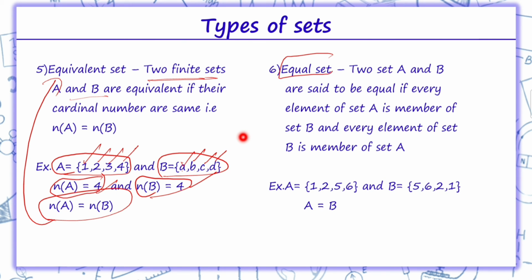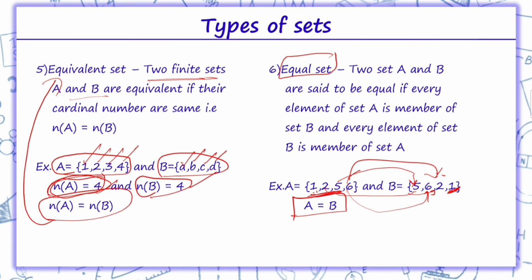Now, what is an equal set? When every element of set A is equal to each and every element of set B, that is an equal set. Over here we can see 1 is in set A and it is in set B also. Similarly, 2 is over here also, 5 is over here in B and 6 is also there in set B. So this is known as an equal set. Equivalent sets are those where the cardinal numbers are equal, not the members of the set. But in equal sets, all the members of set A are equal to the members of set B.